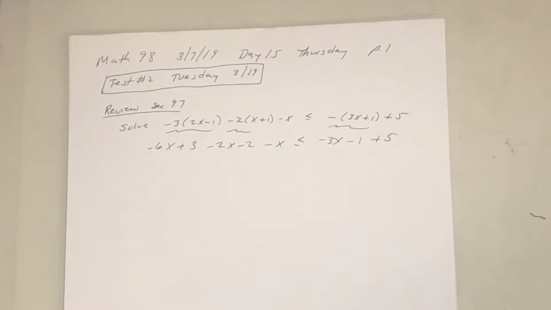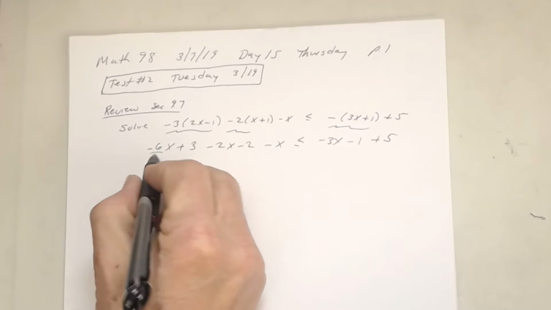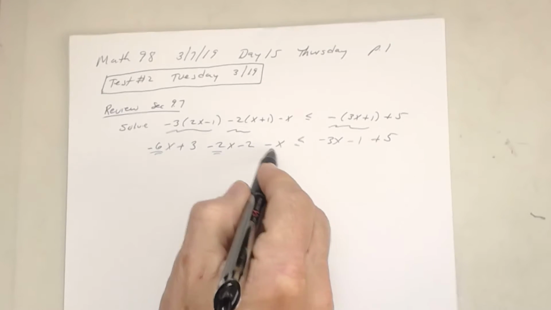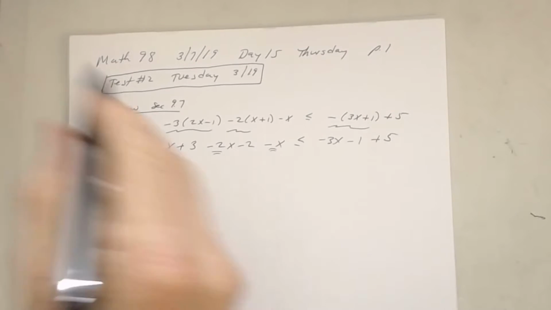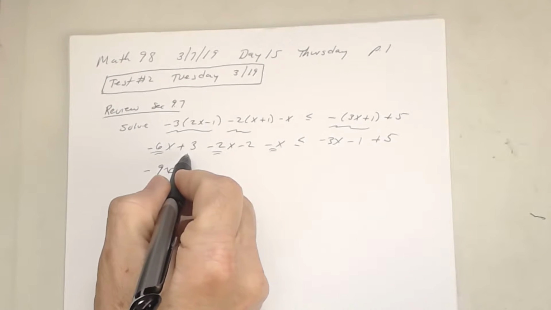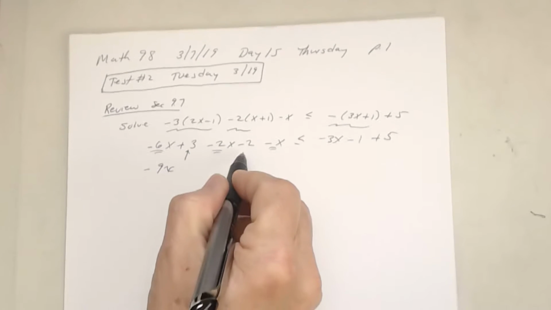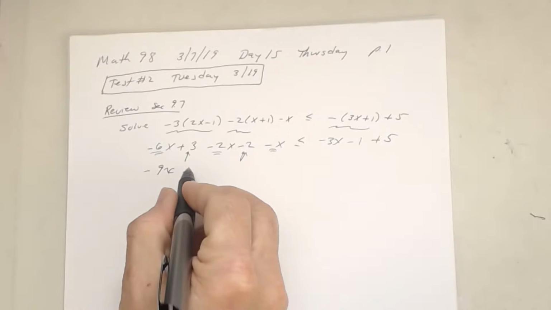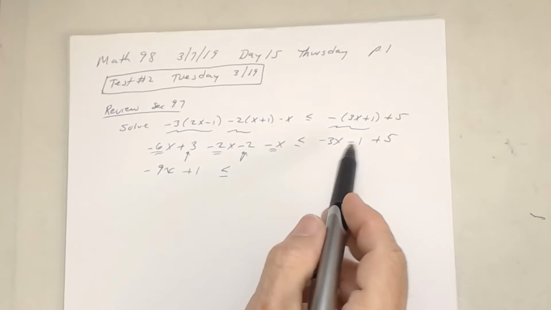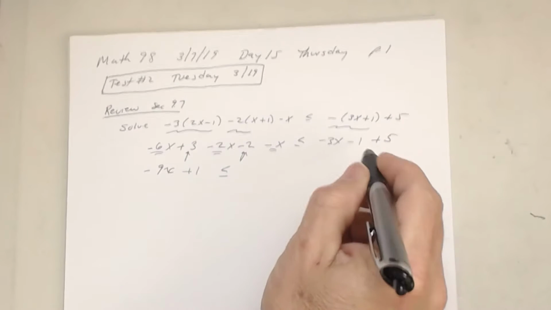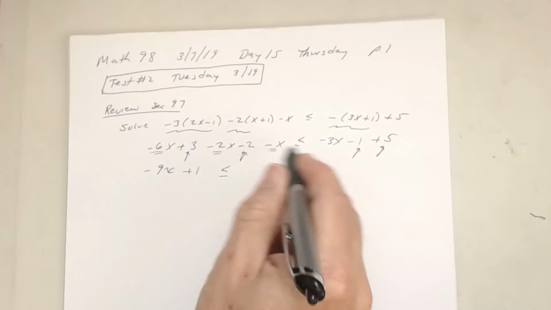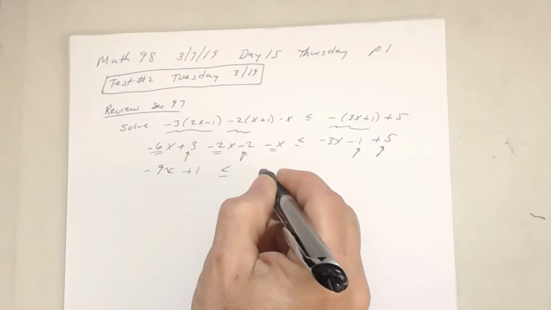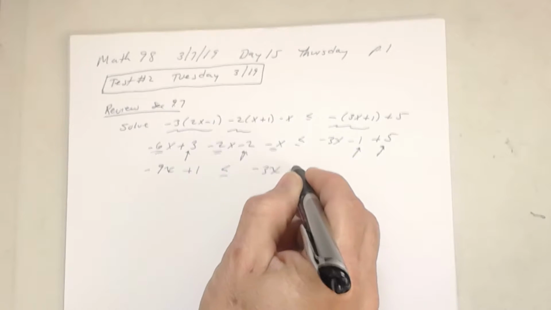Combine like terms. On the left side, what can you combine? Variable. Okay, so there are, let's see, a negative 6x, a negative 2x, and a negative x. What's that? Negative 9x, okay. And then your constants, a positive 3 and a negative 2. Positive 1 is less than or equal to. And over here, what can you combine? The constants. What's a negative 1 and a positive 5? So the expression on the right is going to be negative 3x plus 4.